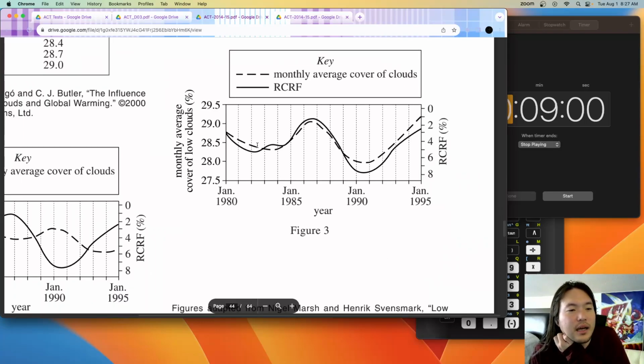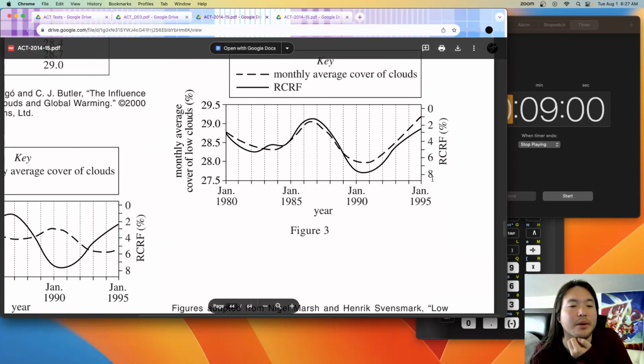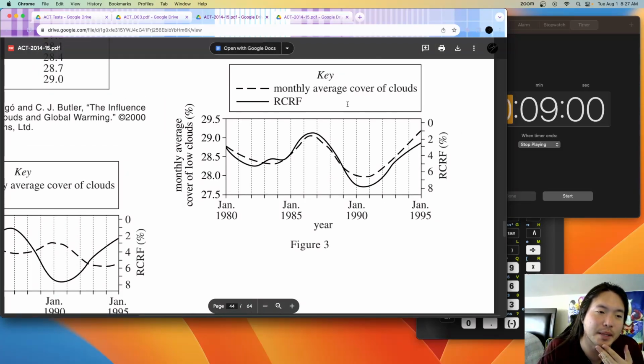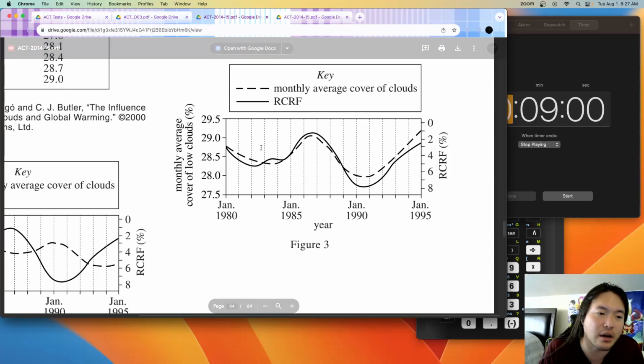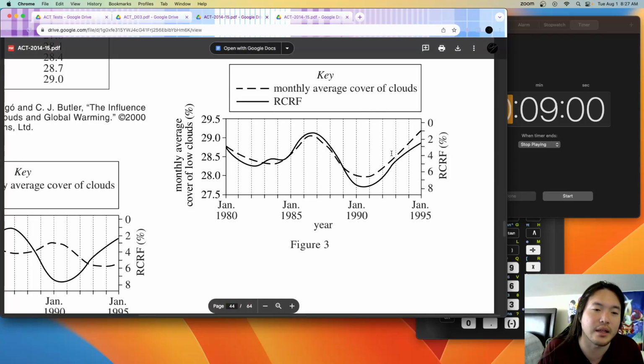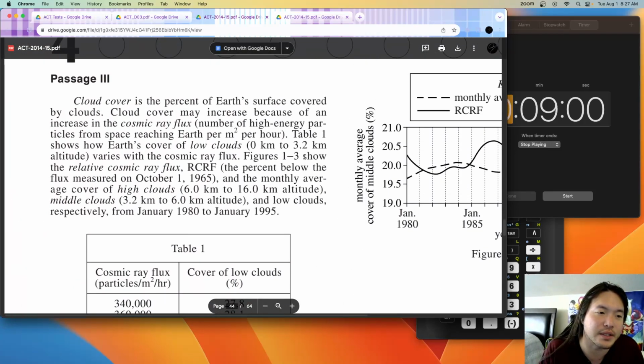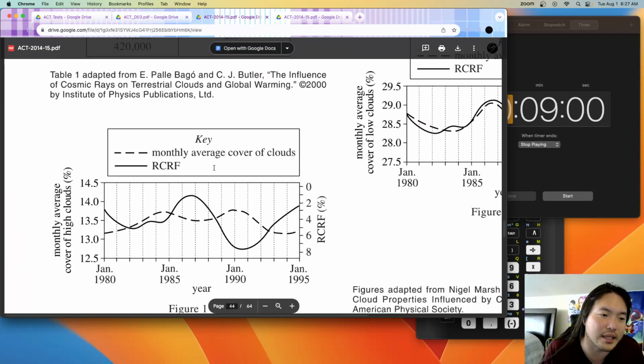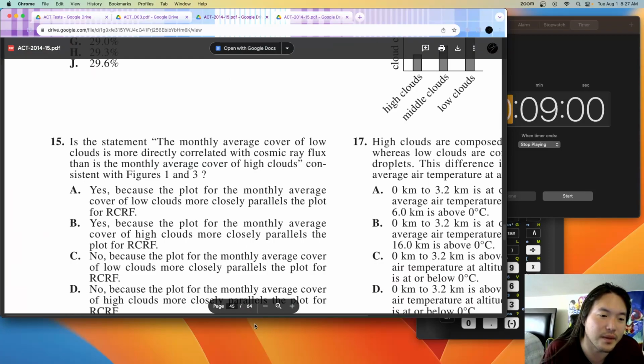The ACT loves this style of graph where they have the time on the x-axis and then they double up on the y-axis, and you just have to pay attention, right? So the dotted lines, the monthly average cloud cover, goes with the left side, and then the RCRF goes with the right side. The RCRF is a very strange way of measuring things, but honestly, they didn't even talk about that. That didn't even come up in the test, thankfully. That was nice of them.